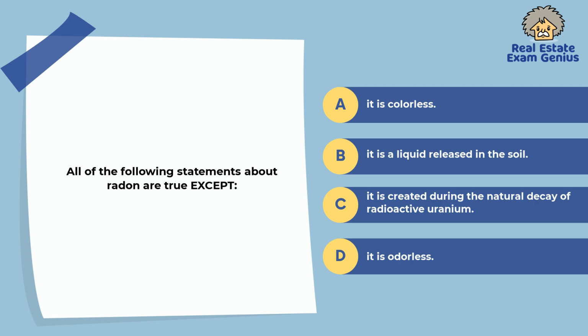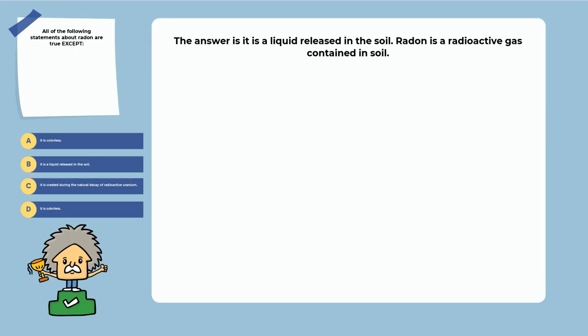All of the following statements about radon are true except it is colorless. It is a liquid released in the soil. It is created during the natural decay of radioactive uranium. It is odorless. The answer is it is a liquid released in the soil. Radon is a radioactive gas contained in soil.